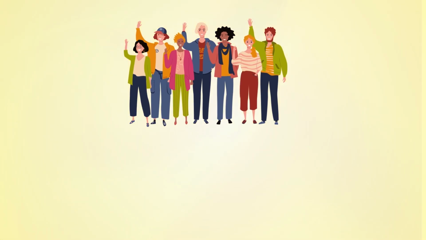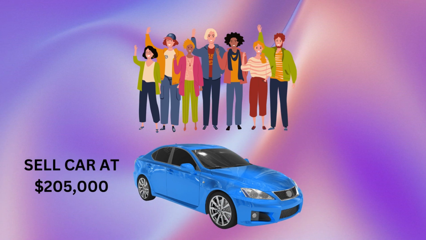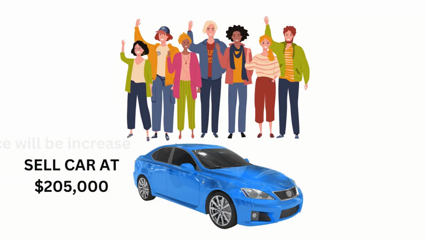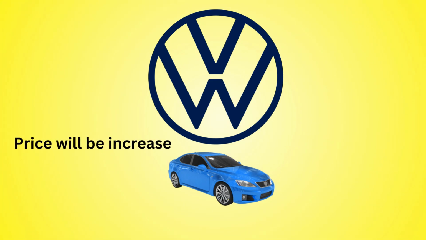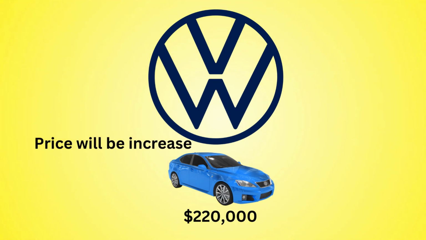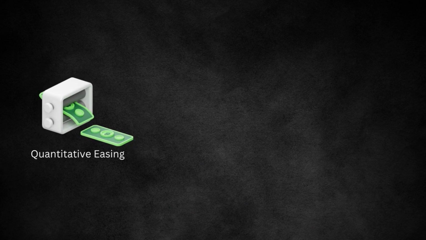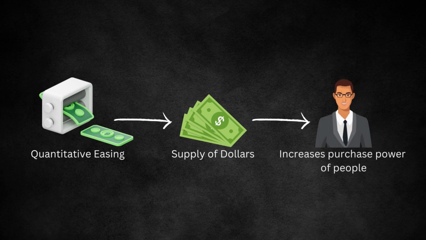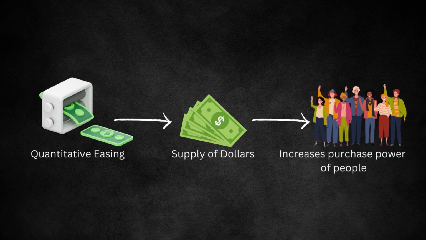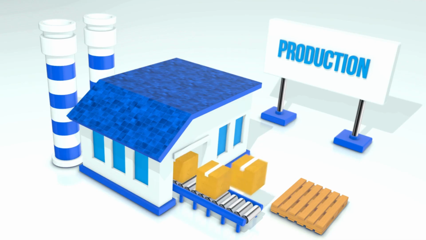So now the demand for the Volkswagen car increases so much that even if VW sells the car at $205,000, people are still willing to buy it. Which is why, to seize this opportunity, VW would further increase the price to $220,000 because there is very high demand. So you see, this is how, through quantitative easing, the supply of dollars in the U.S. economy increases. This increases the purchase power of people like Mr. Jackson, and when millions of people see their purchase power increase, it increases the demand for products. Eventually, it increases the cost of goods in the U.S.